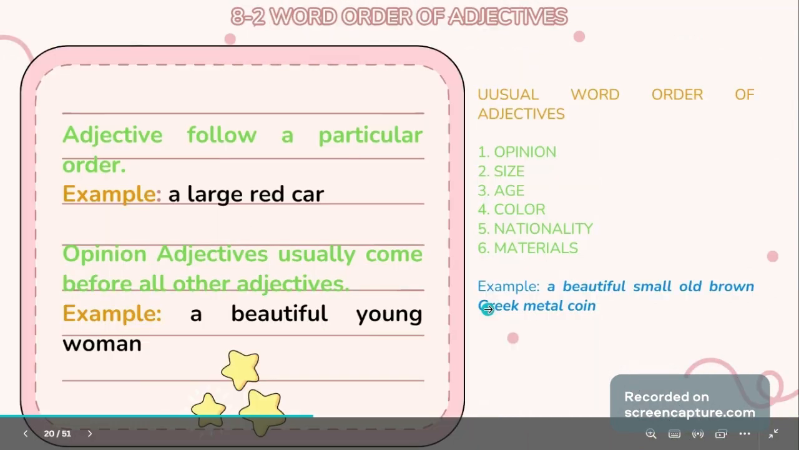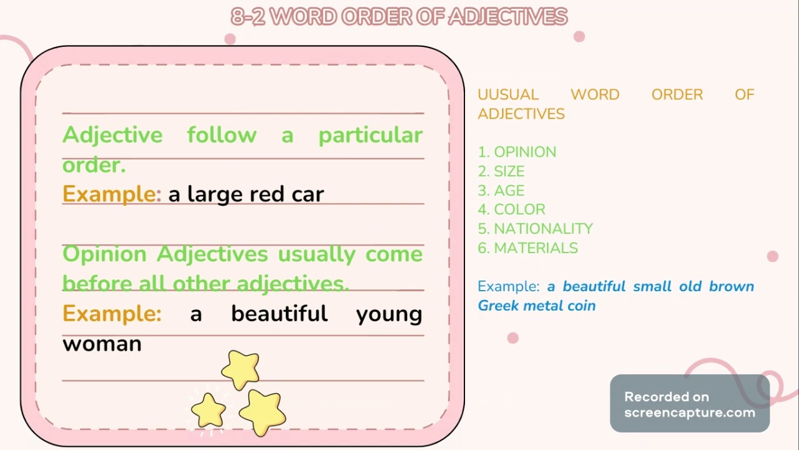Next, word order of adjectives. Adjectives follow a particular order. Example, a large red car. Opinion adjectives usually come before all other adjectives. Example, a beautiful young woman. Beautiful is the opinion adjective and young is the age adjective.